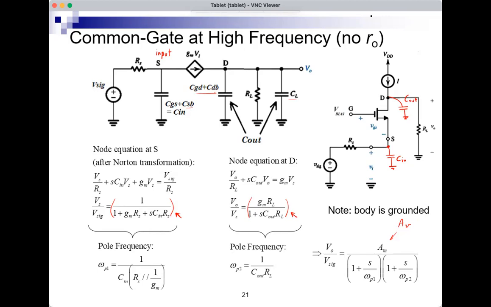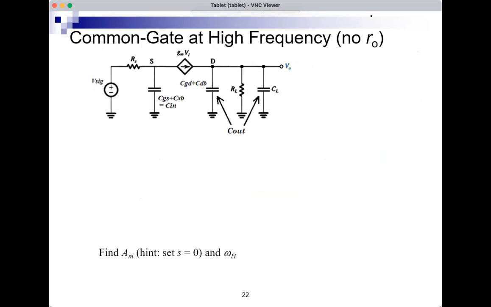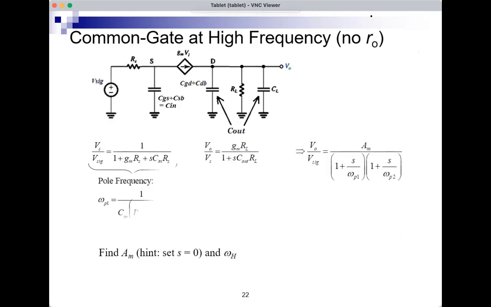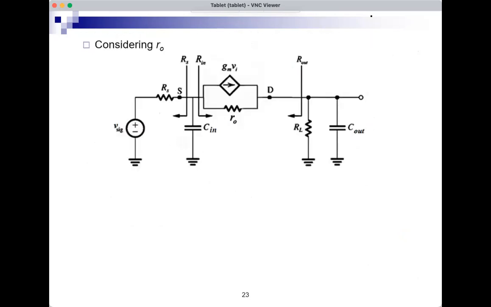Now we can use any method we like. If one of the poles is dominant, then omega H would be that. Or we can use the square root function, or we can solve exactly, it's a simple transfer function, just two poles, no zero. Now, of course, we neglected RO here. What if we want to consider it?